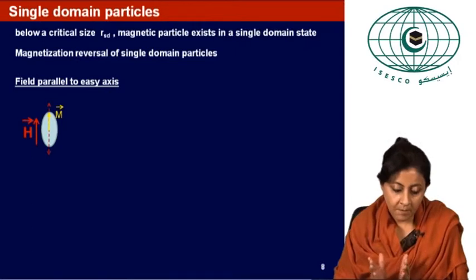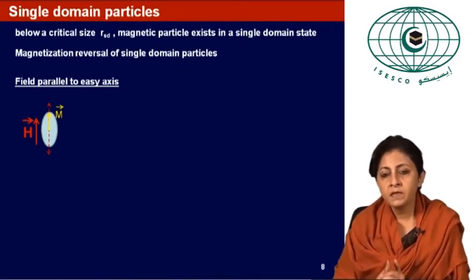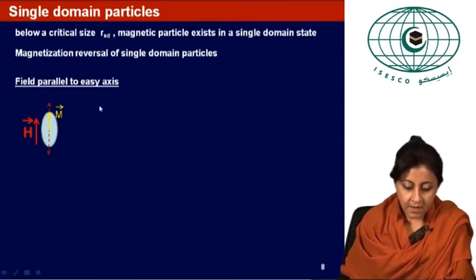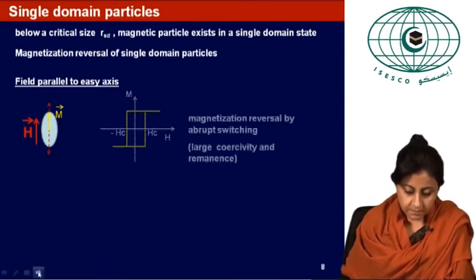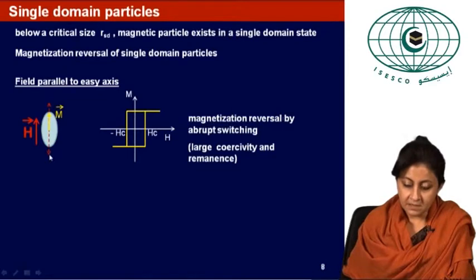So if I apply a field that is large enough so that EH becomes larger than the anisotropy energy, then the magnetization will flip its direction and align itself anti-parallel to the easy axis. That is, it will become negative.